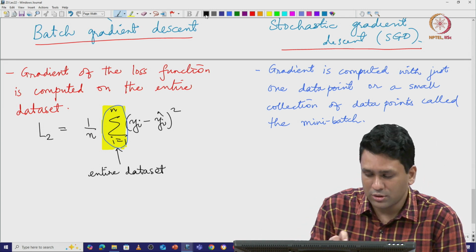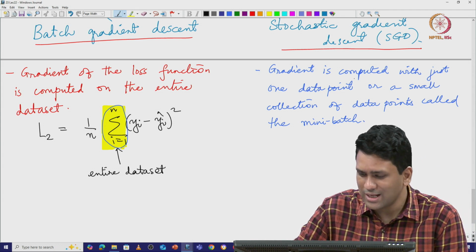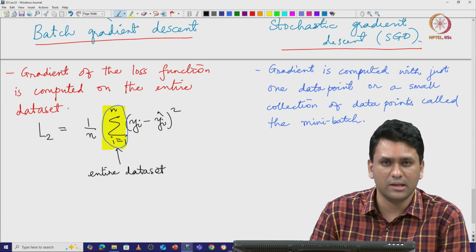Okay. So these are the two alternatives, batch gradient descent and stochastic gradient descent. So let us see what the difference is between these two.